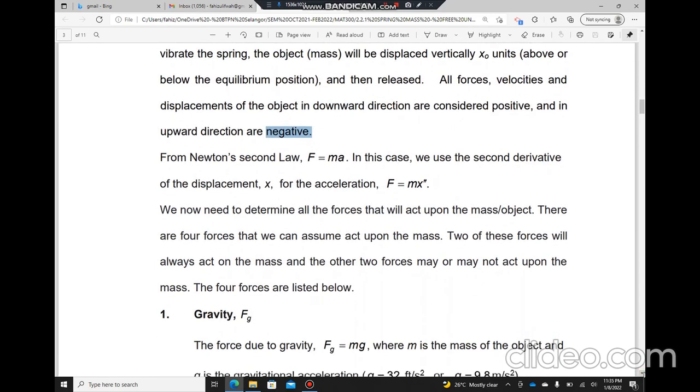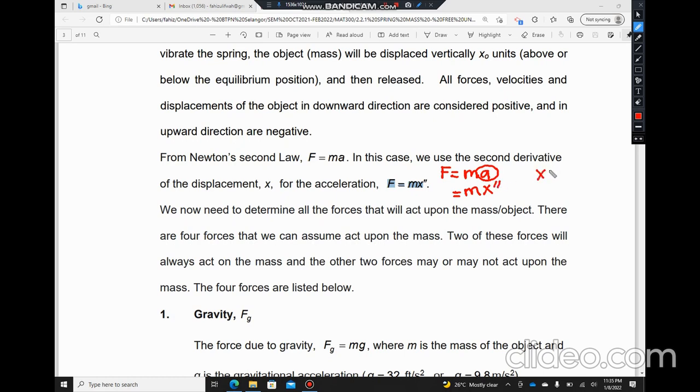Okay, from Newton's second law, F equals ma. You are already familiar with the formula F equals ma. In this case, we use the second derivative of the displacement x for the acceleration, F equals mx double prime. Okay, why? We can assume this formula because we know F equals ma. A is the acceleration. So we can say here F equals mx double prime.